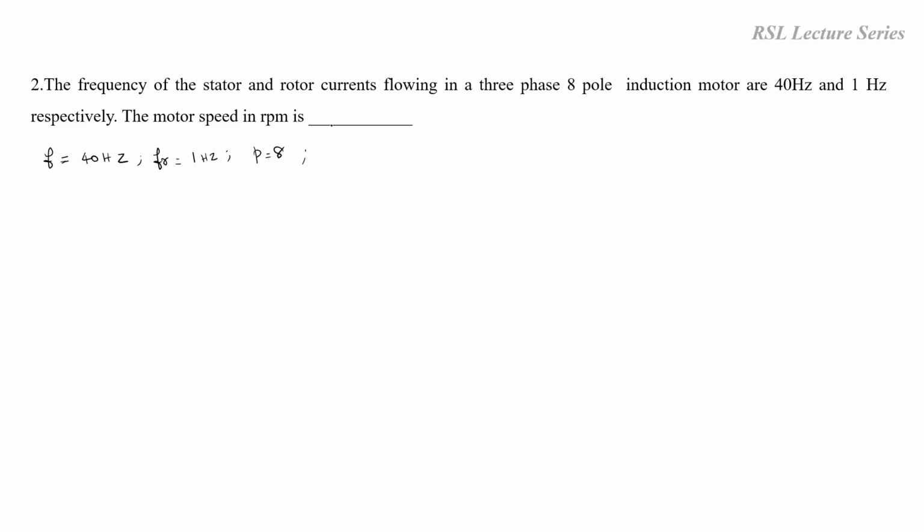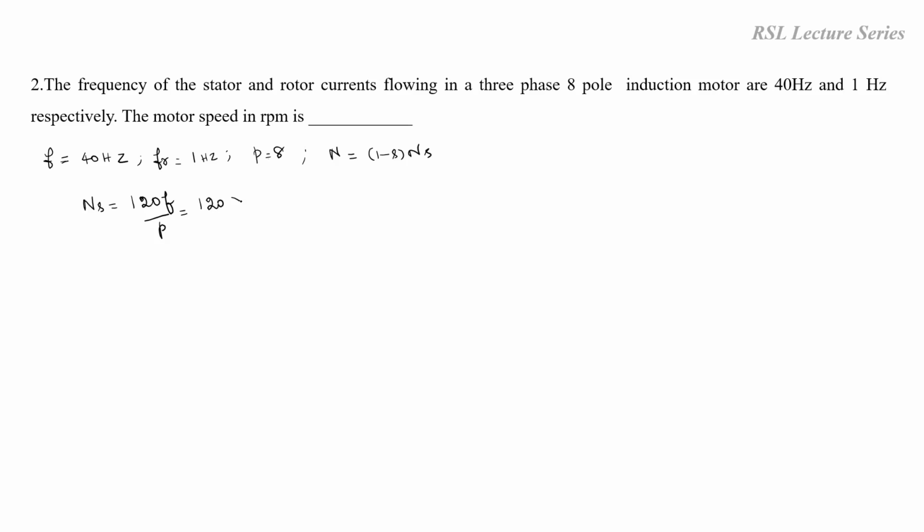So now what we have to find out is the speed of the motor in RPM. So speed is given by (1 minus S) into NS. So we have to find out both slip and the synchronous speed NS. So first we'll find out the synchronous speed NS. NS is equal to 120 F by P.